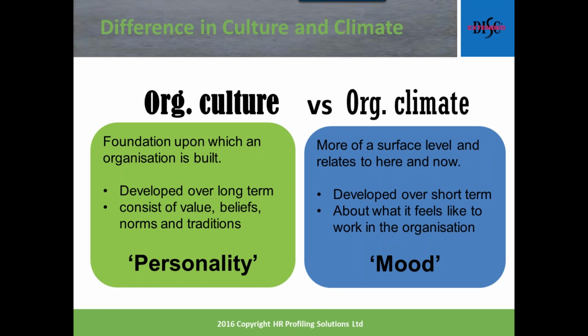Climate, on the other hand, can be described as something a bit more surface level and relates to the here and now. It's about what it feels like to work in the organisation, or in simple terms, the perceived working conditions of the employees. If culture is the personality, then climate is more to do with the mood or the prevailing atmosphere of the business. As a rule, the climate is prone to more short-term fluctuations and is determined by many factors, which include things like leadership, structure, rewards and recognition. So this tends to be the one that changes a lot more.